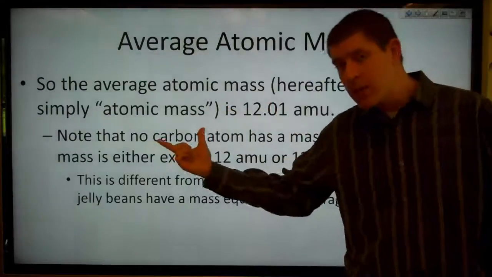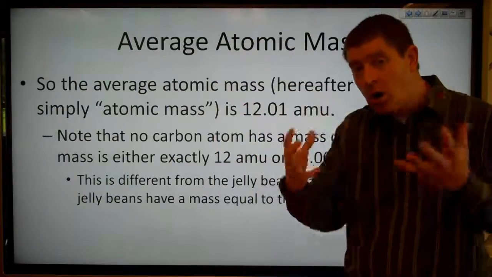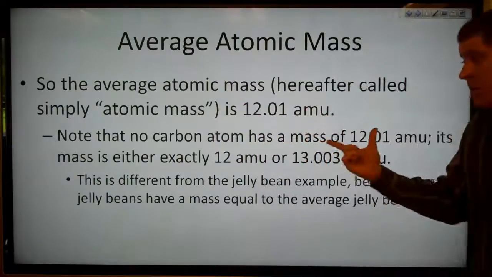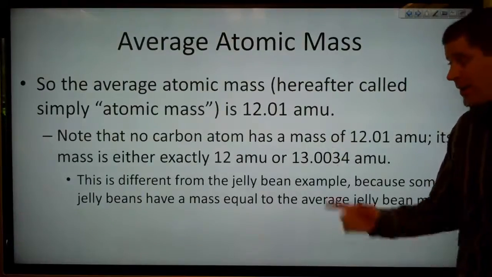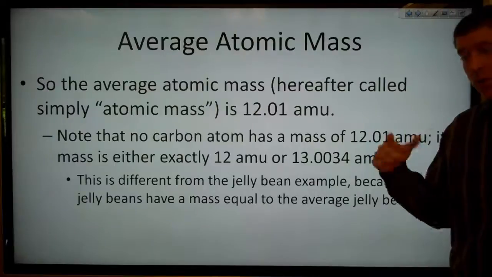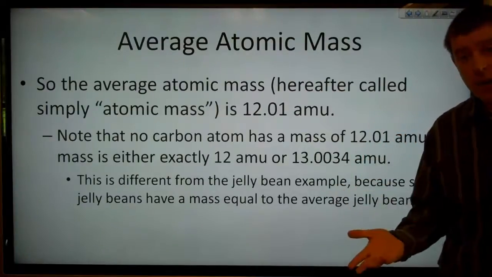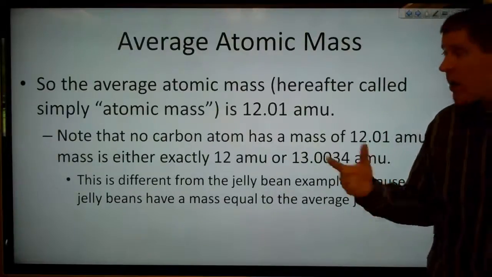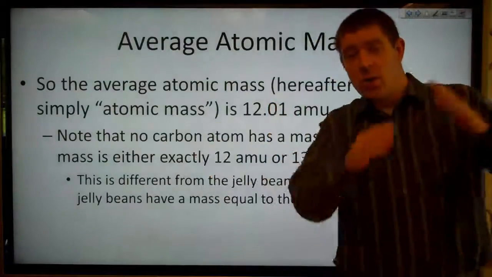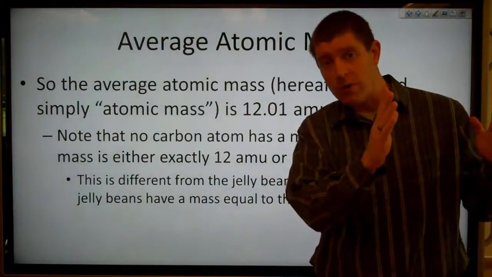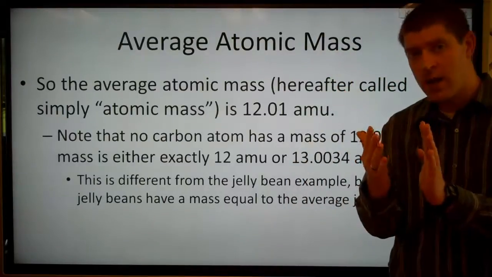So the atomic mass that's listed on the periodic table is an average over all of the atoms. But note that no single carbon atom has a mass of 12.01 AMU. You can't find one. This is different from jelly beans, where some of the jelly beans have a mass higher than the average, some have a mass lower. But with carbon, all of the atoms have either exactly 12 or exactly 13.0034 AMU. None of them have a mass of exactly 12.01 AMU.